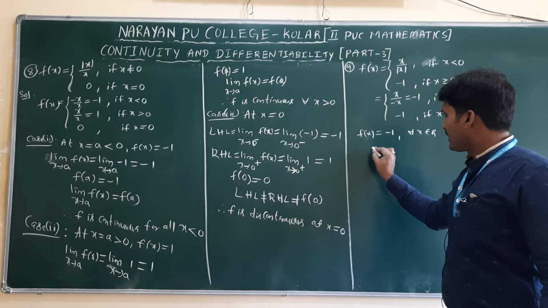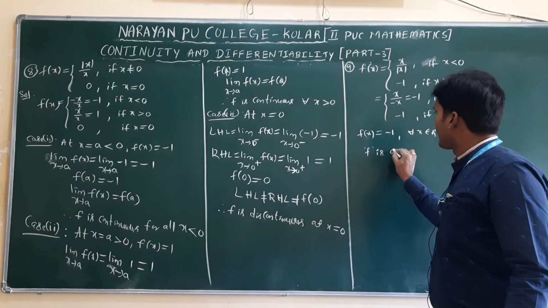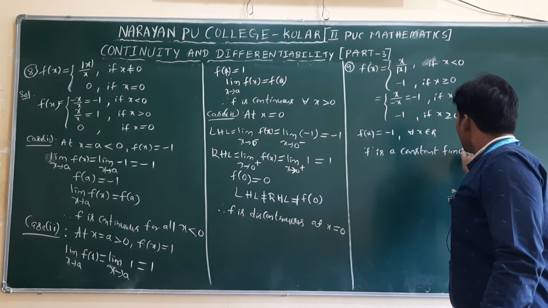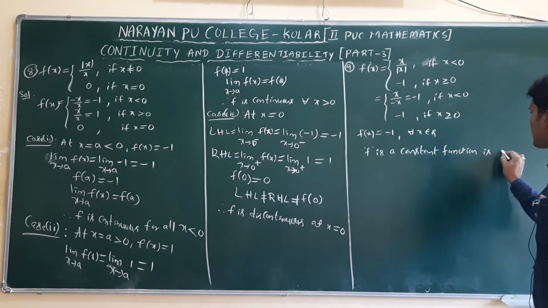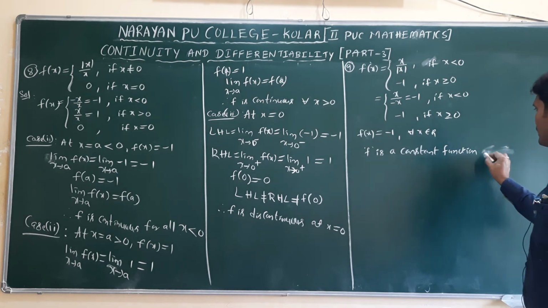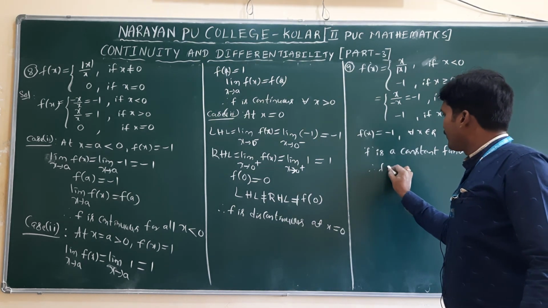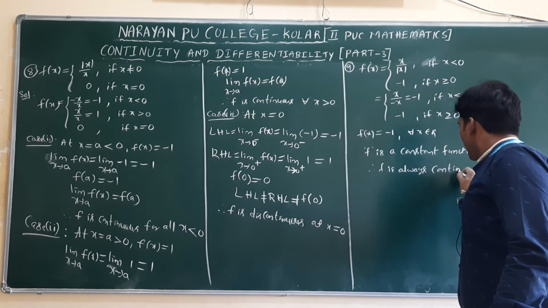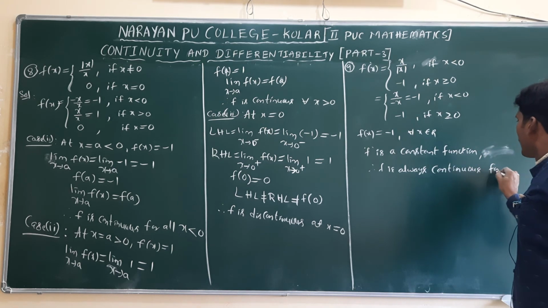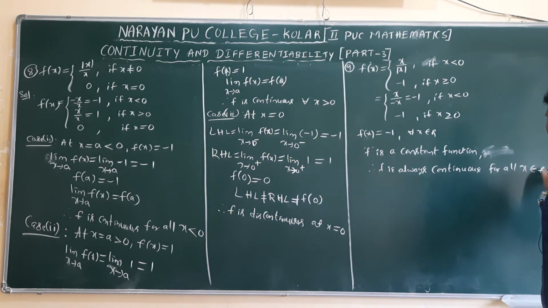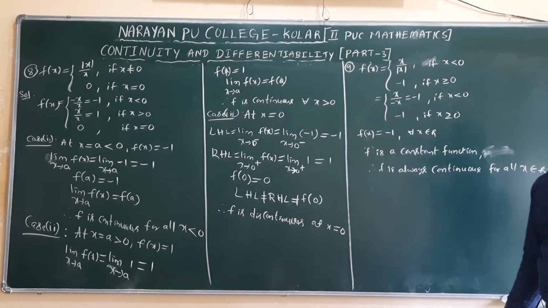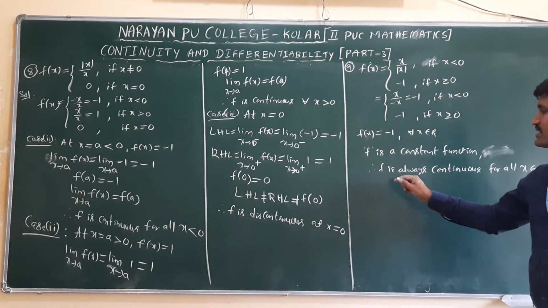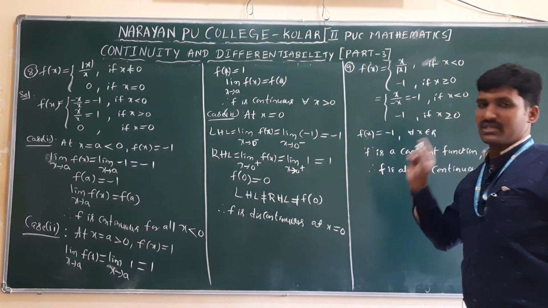Directly also you can verify, f is a constant function, and a constant function is always continuous, therefore f is continuous for all x belonging to R. The reason is very clear. Every constant function is a line. A straight line is always continuous. That's why it is continuous for all real numbers.